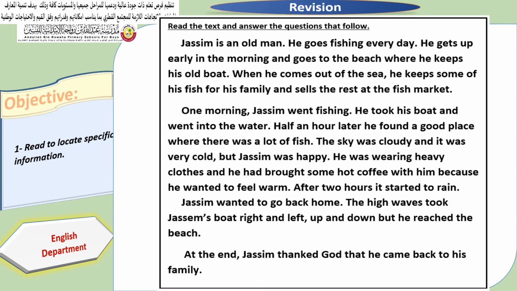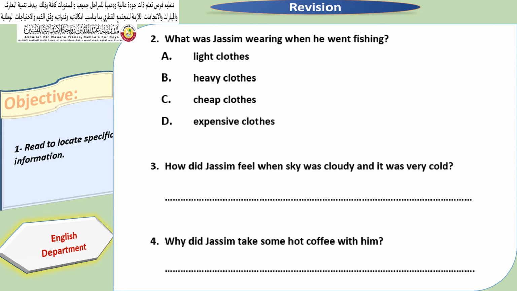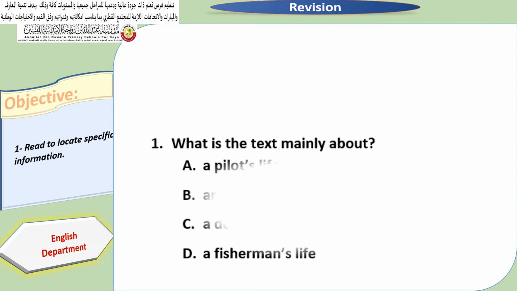Now, let's move to the reading text for today. Here we have a text, and after this text, as you can see, we have 4 questions. The first question usually talks about the main idea. Like, for example, here the question says, what is the text mainly about? Here we have 4 choices. A, a pilot's life. B, an artist's life. C, a doctor's life. D, a fisherman's life.